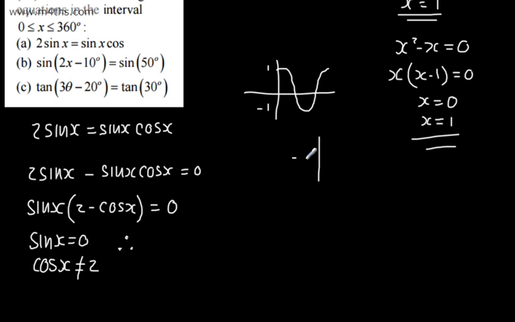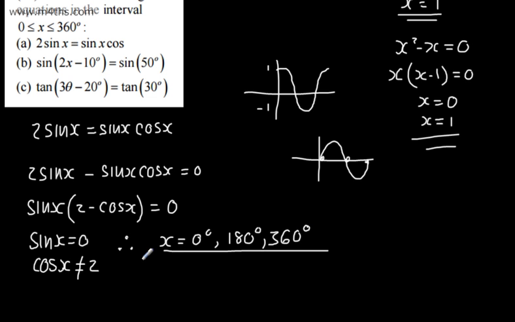And with the sine, you can do this visually, you can see this from here. We've got 0, we've got 180, we've got 360. So x is going to be equal to 0, 180, and 360 degrees. So that is done. Just be aware of that.